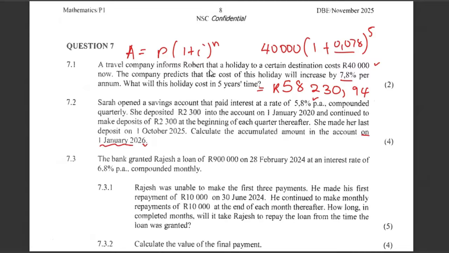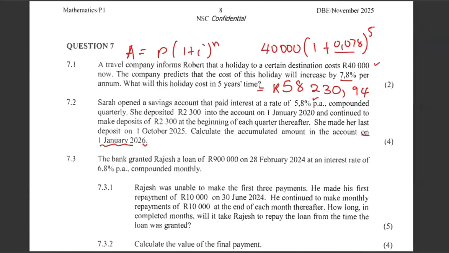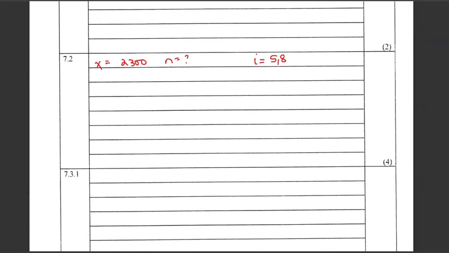So since it's a savings, we know that we're going to use the future value formula. Let's put it aside. It's 7.2. So we know that our x is a 2.3. Our n, we don't know yet. I'll just put a pause there. This is a 5.8 compounded quarterly.